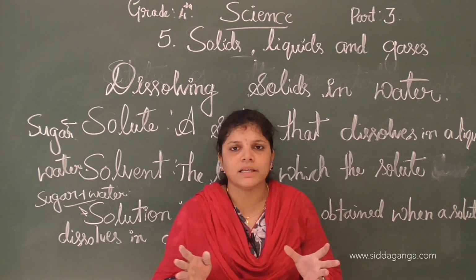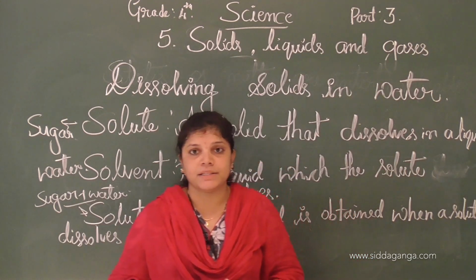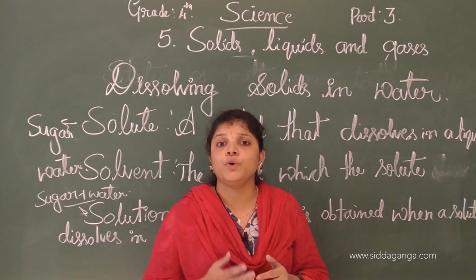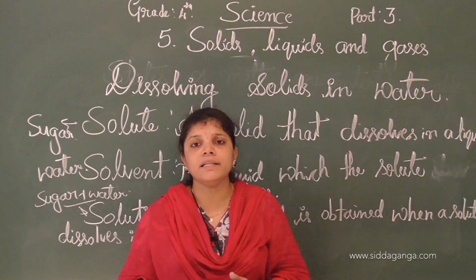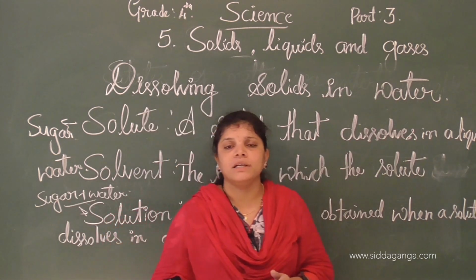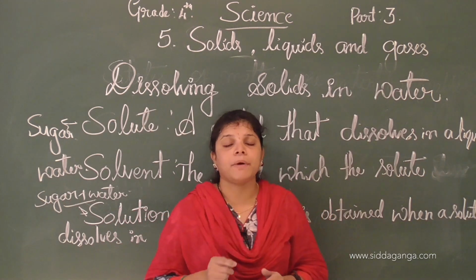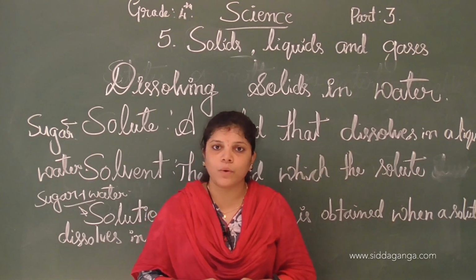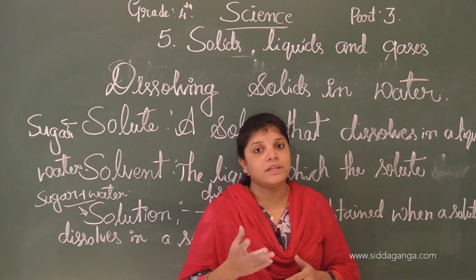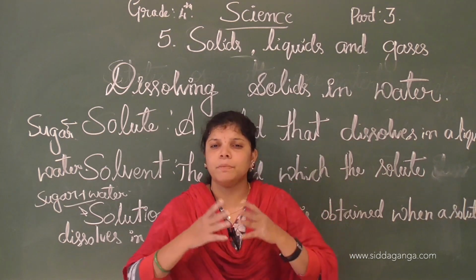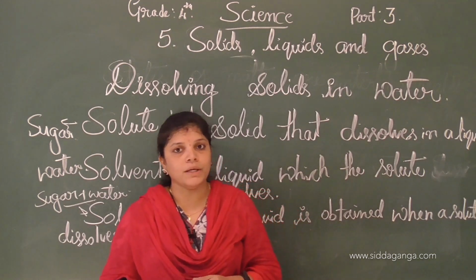Matter means anything that has some weight and occupies what? Space. See, these are the two main properties of matter, and this matter is made up of molecules. Molecules means the simplest and smallest particles of a matter. We cannot see these molecules. Matter is made up of millions and millions of molecules.